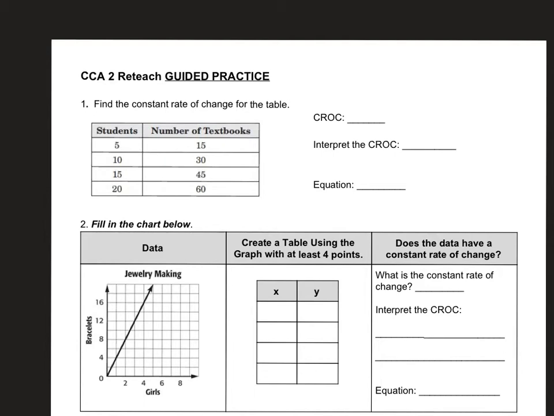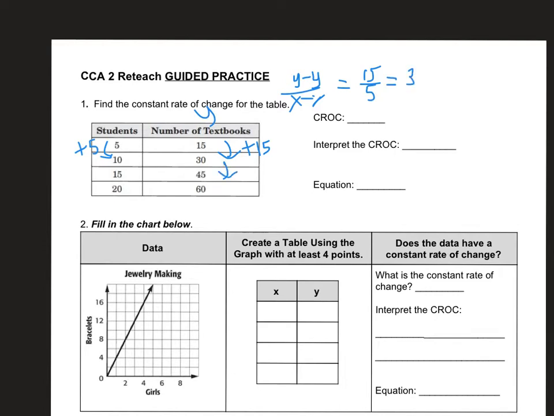Find the constant rate of change for the table. Remember, we've talked about this. How are we finding our constant rate of change? We say this in class over and over: change in y over change in x. Change in y, so here's my number of textbooks, over change in x. 30 take away 15 is positive 15, right? So I'm changing by adding 15. In my students, I'm changing by adding 5. So again, what do I get? I'm getting 15 divided by 5. That must be simplified, and that gives me 3.